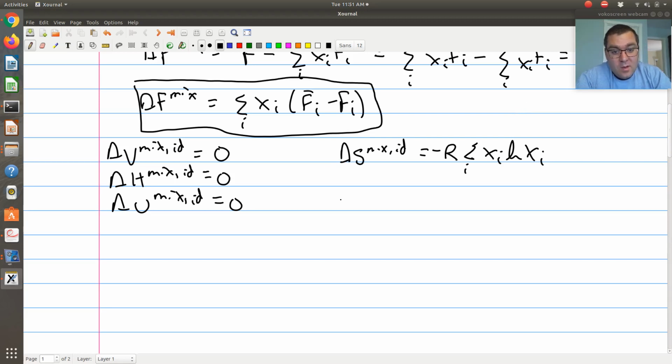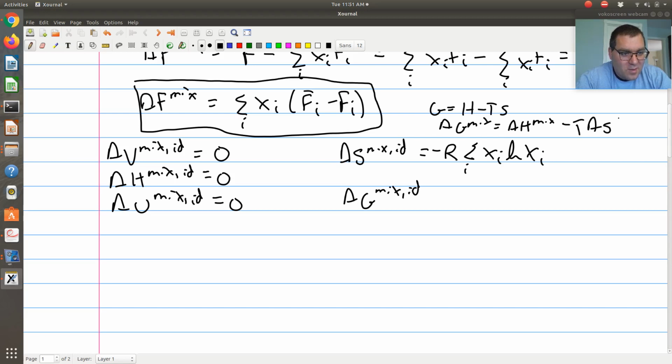Okay, delta G of mixing. I guess I shouldn't have entirely erased them, because if G is equal to H minus TS, and I'm mixing at constant temperature and pressure, delta G of mixing is delta H of mixing minus T delta S of mixing. So delta G of mixing is a positive RT times the sum over i of xi log xi. Okay, so let me not erase these. We can keep these as an aside.